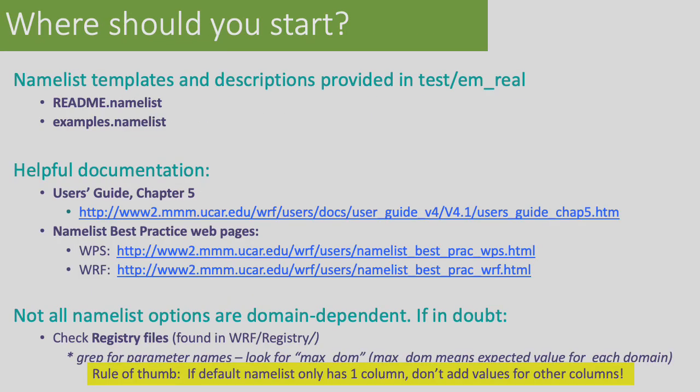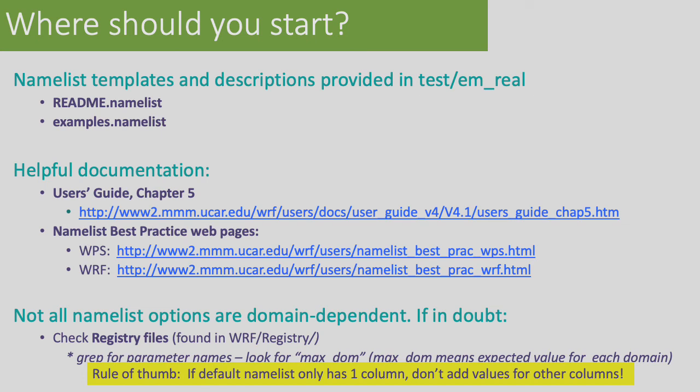So where should you start? There are several namelist templates provided in the test EMReal directory. You can also find documentation in the user's guide and on our namelist best practice web pages. Recall that not all namelist options are domain dependent. Always start with a default namelist. If there is only a single column value, do not add additional columns. And if in doubt, you can check the registry files.